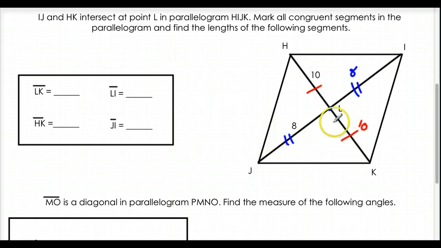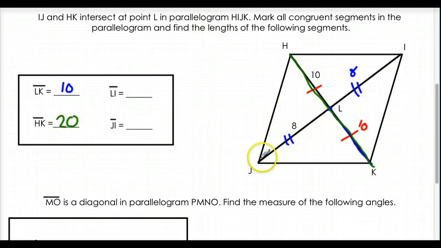So first thing it asks us is, what's LK? And LK is right here, and that's 10, because these are congruent. Boom. And then it says, what's HK? A little more difficult. That's asking us for the whole thing. Well, to find the whole thing, I just add these two parts together. 10 plus 10, we use the segment addition postulate, and we get 20.